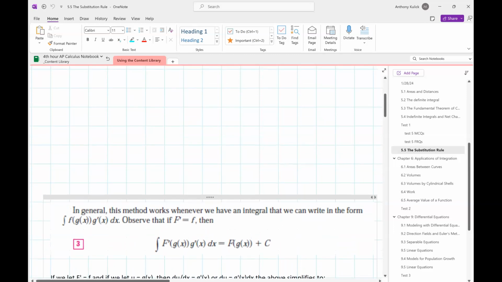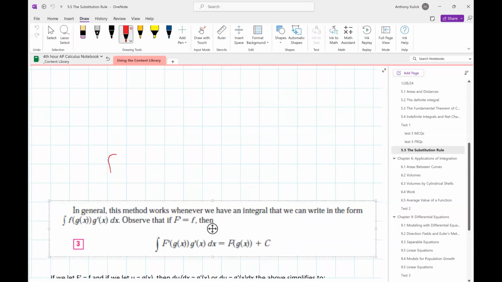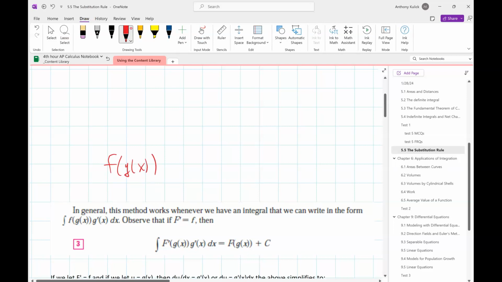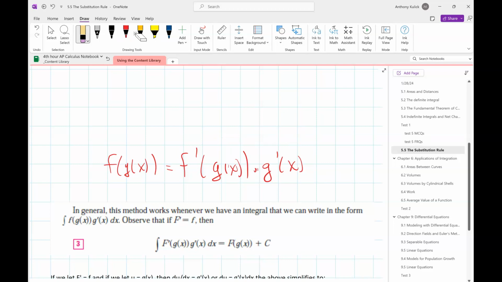So recall the chain rule, which says that the derivative of f of g of x is f prime of g of x times g prime of x, right? That was our chain rule derivative or definition. So what that says then is if I want to integrate that side, I should be able to recover my original function that I had before I did the chain rule to it, right? Everybody kind of okay with that idea? So that's the idea here.